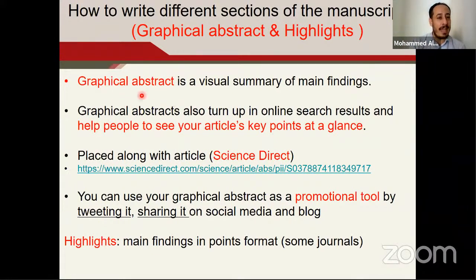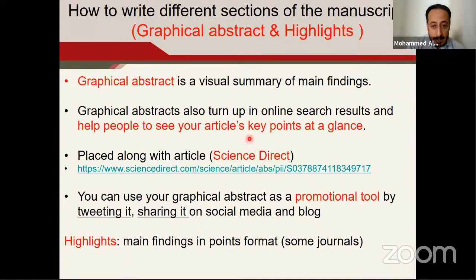So some journals, especially ScienceDirect, Elsevier, started to request each researcher to draw a graphical abstract, which again should reflect the whole manuscript and should reflect the abstract. I'll show you one example here. The graphical abstract will help the reader to see your article. And sometimes you use this graphical abstract to promote your work by sharing it on Twitter, on LinkedIn, and so on and so forth.